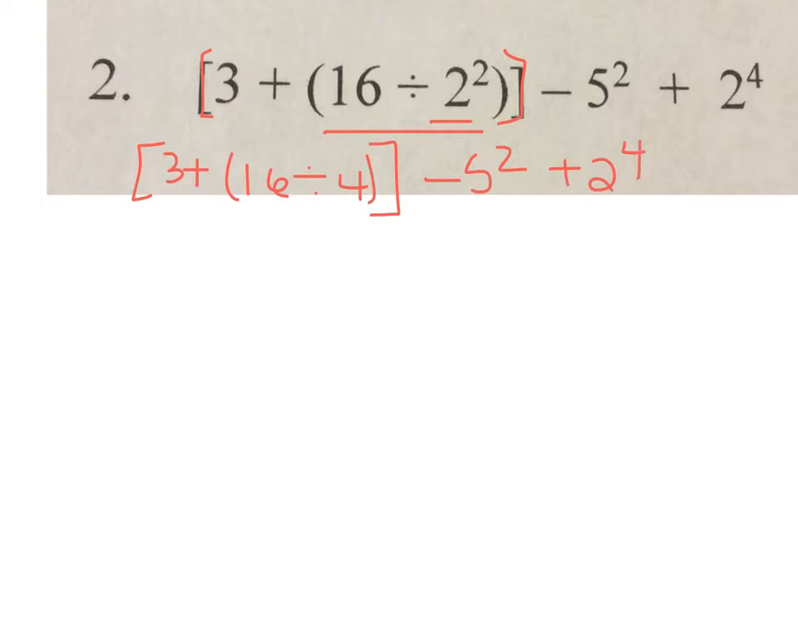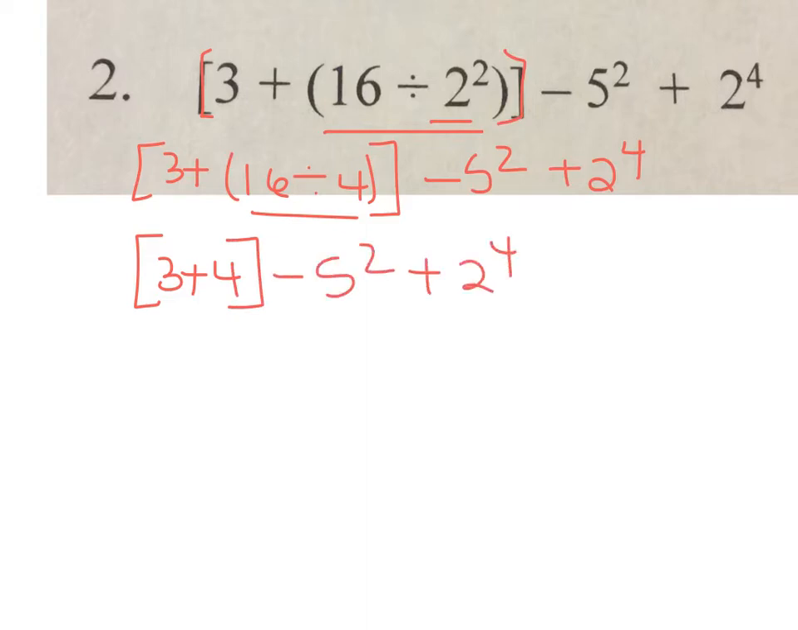Okay, I got to go inside the brackets again. I got to go inside the parentheses and do 16 divided by 4 is 4. So 3 plus 4 minus 5 squared plus 2 to the 4th. I have to finish inside my bracket, so I'm going to do 3 plus 4 is 7 minus 5 squared plus 2 to the 4th.